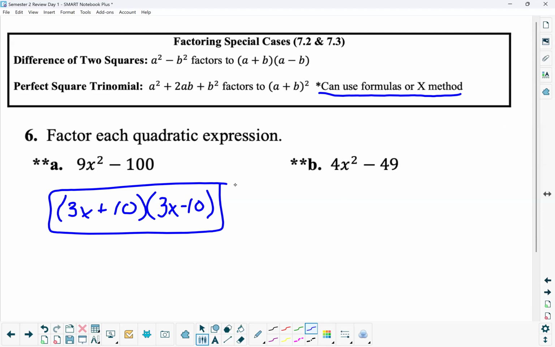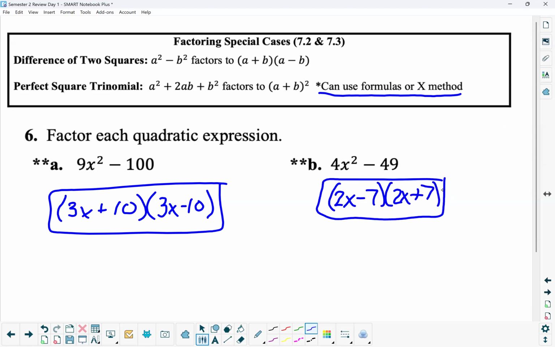4x squared minus 49. Square root of 4 is 2x. Square root of 49 is 7. So 2x minus 7, 2x plus 7. Again, the order for the subtraction and the addition doesn't matter. You can do it like we did with example A, with the addition first and then the subtraction, or like we did with example B, with the subtraction first and then the addition.